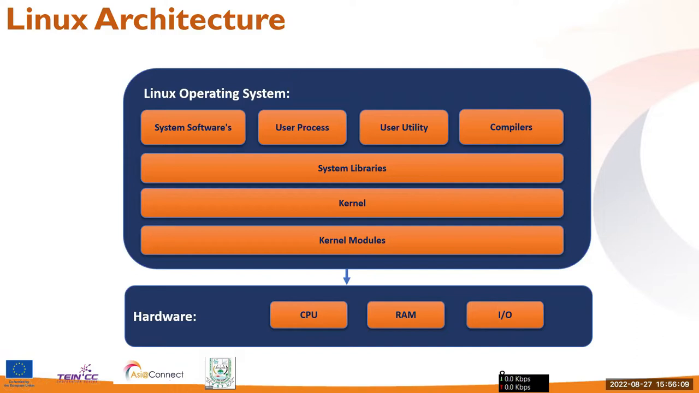Suppose you run an application that uses a PHP library; you have to provide the PHP library for that application. If you want to run a database application, you have to provide the MySQL library for that application. So the system library layer holds all the different libraries. And on top of that are all the system software, user processes, user utilities, and compilers.